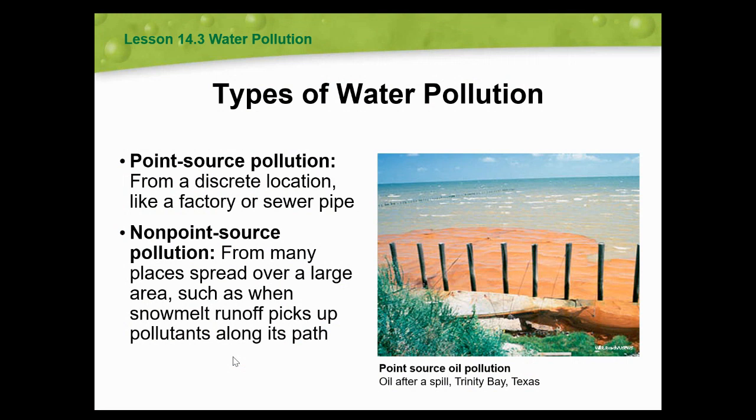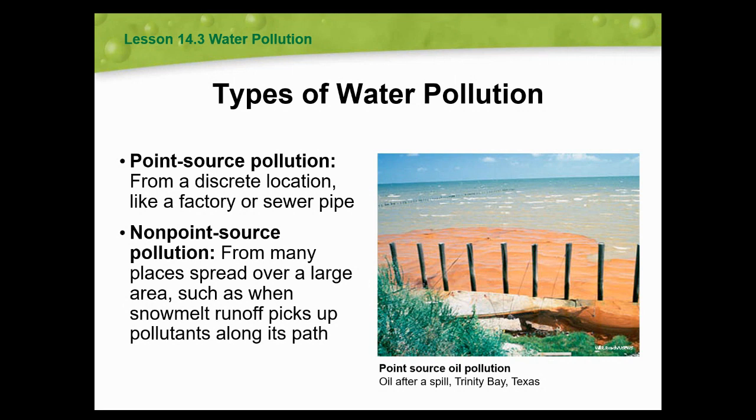There we go. So types of water pollution. We have two main categories that all pollution is going to fall into. So point source pollution. This is where the pollution is coming from a discrete location, from a single source. So for example, here we have this point source pollution coming from something that's going into the water, a factory, a sewer pipe, something like that.